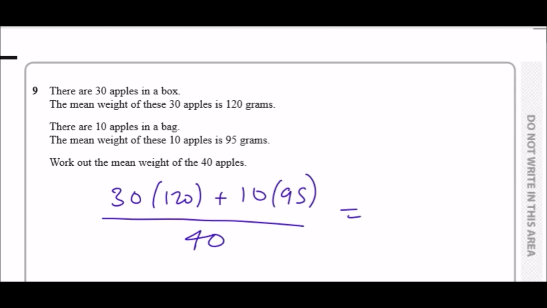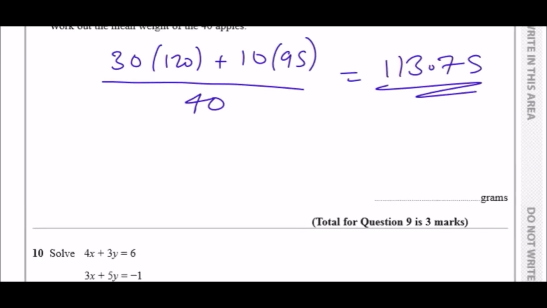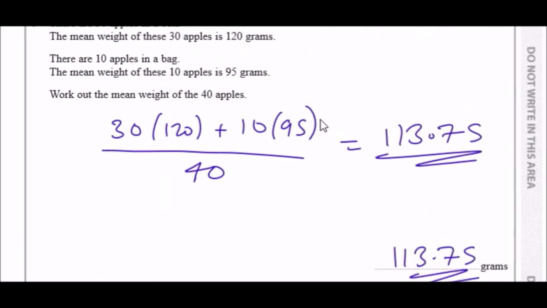So put this in the calculator. What do you get? 30 times 120 plus 10 times 95 over 40, and that's it. I got 113.75. Yep, seems legit. It has to fall between the two. And yeah, 113.75 grams. Okay, hope that's clear.